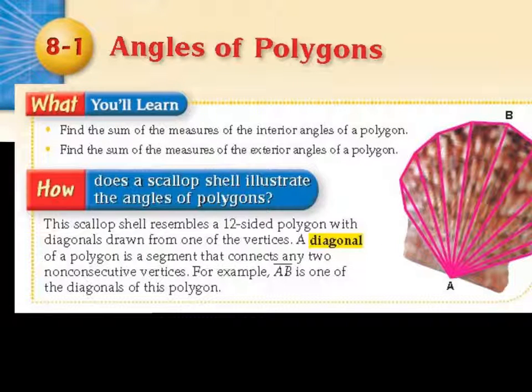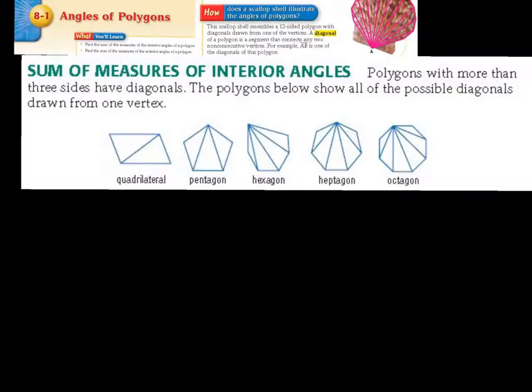The scallop shell resembles a 12-sided polygon with diagonals drawn from one of the vertices. A diagonal of a polygon is a segment that connects any two non-consecutive vertices. For example, segment AB is one of the diagonals of this polygon. Polygons with more than 3 sides have diagonals.